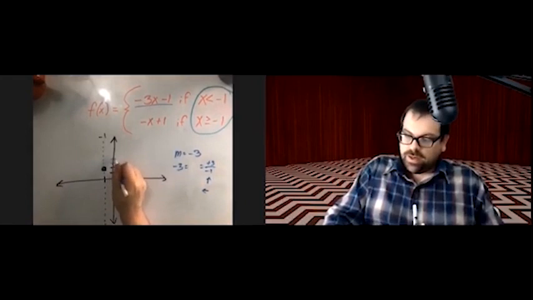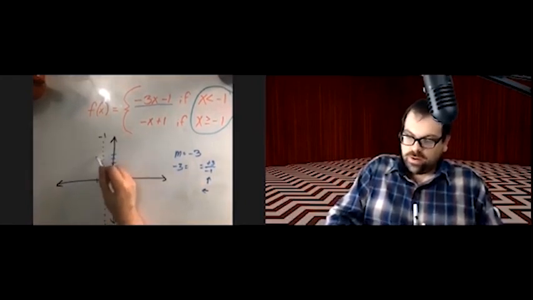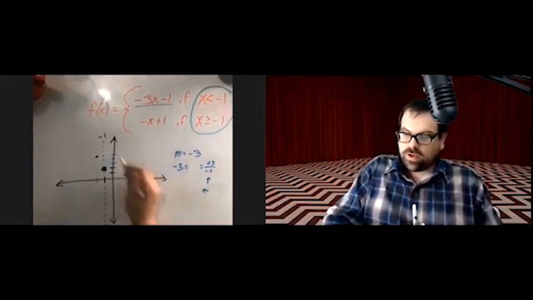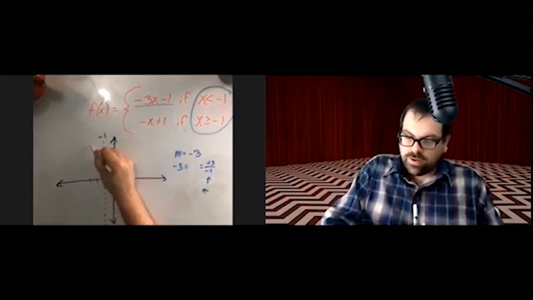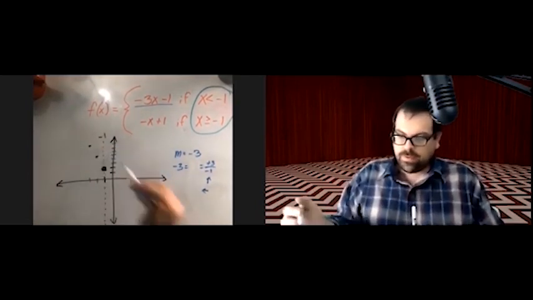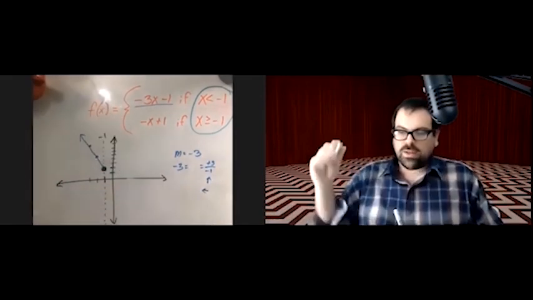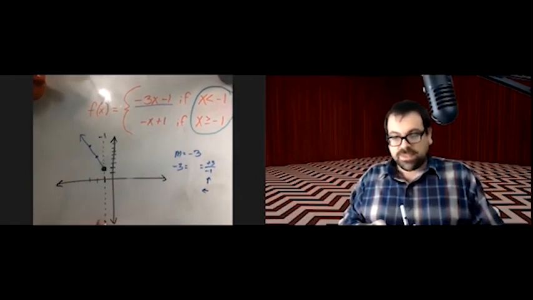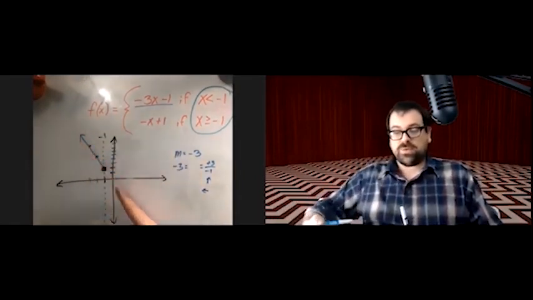Up 3, left 1. We can go again. Up 3, left 1. We draw our line, but it stops at this dotted line. If it was the full y equals 3x minus 1, it would be the whole thing.